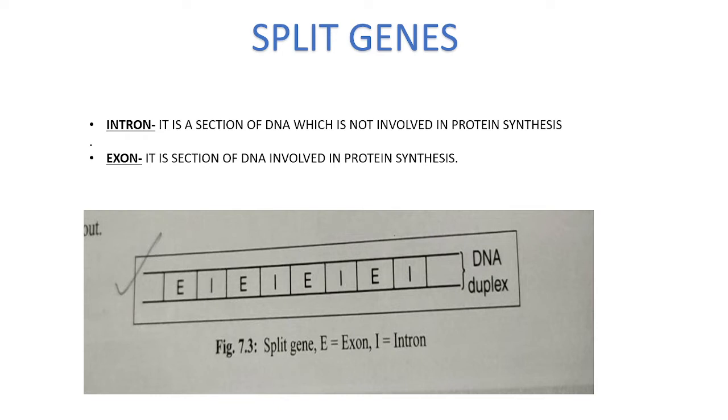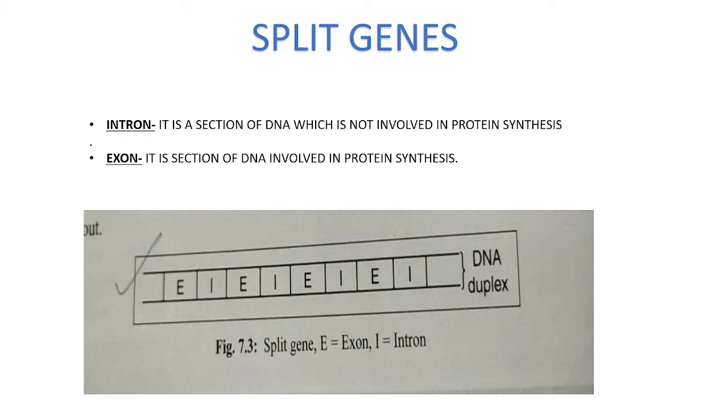What are introns? An intron is a segment or section of DNA which is not involved in protein synthesis. And what are exons? Exons are the sections of DNA which are involved in protein synthesis. This is a very basic definition of intron and exon. Let's get into the deeper meaning.